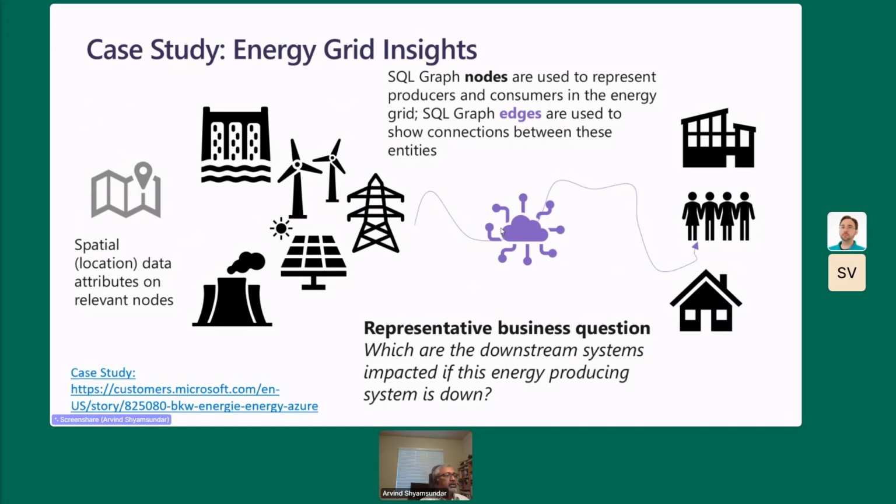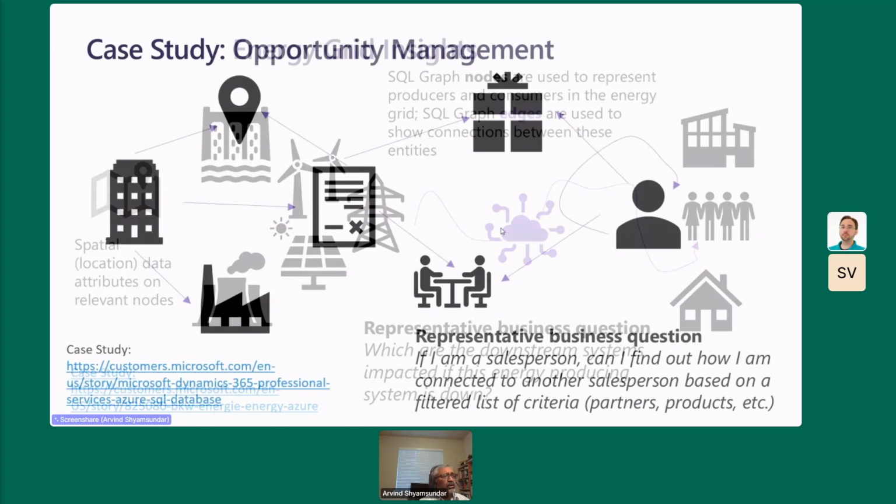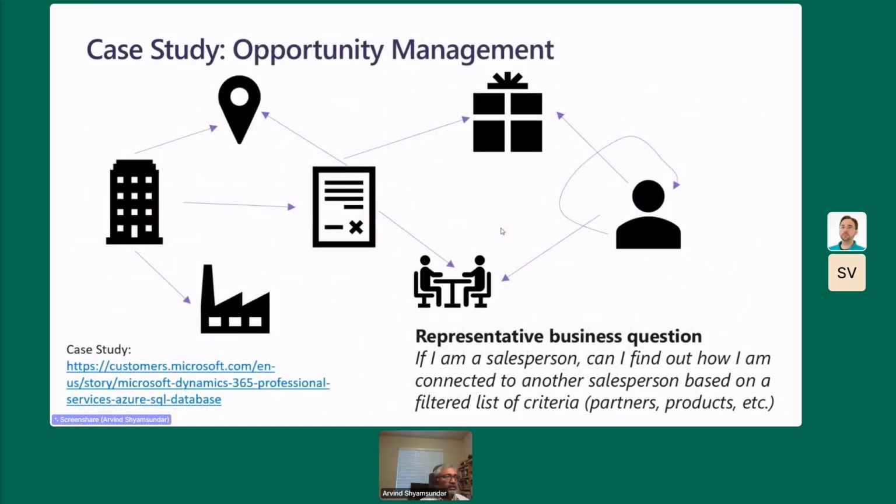So you have grids in between, and you want to find out if there's an upstream event of some sort, like a power producer station being out, which are the related consumers who are affected. Can I redirect energy to those affected consumers from some other places, and so on? There are lots of other cases where you can see these complicated recursive queries at play.